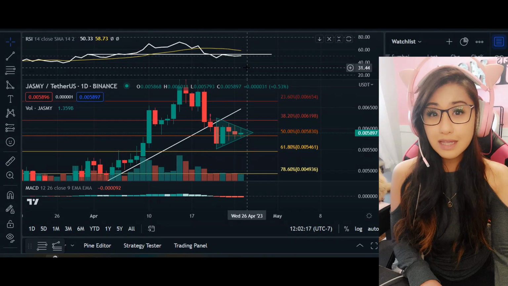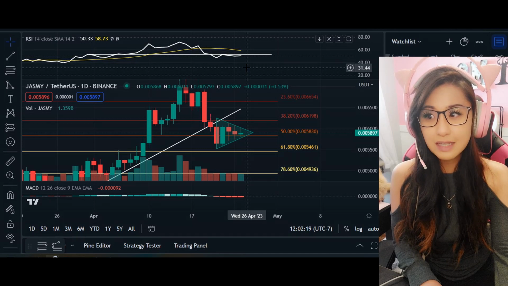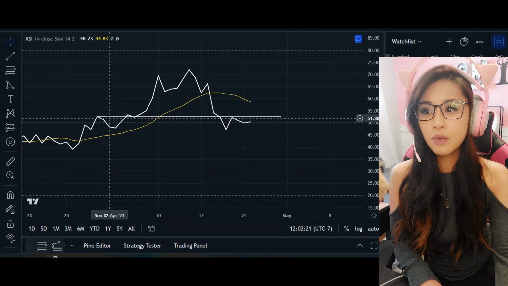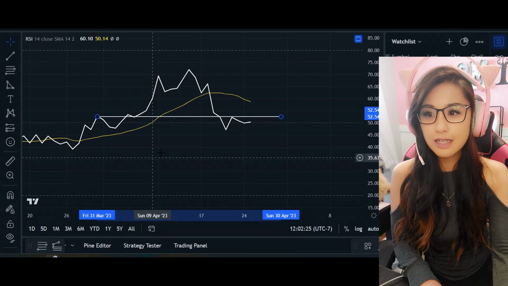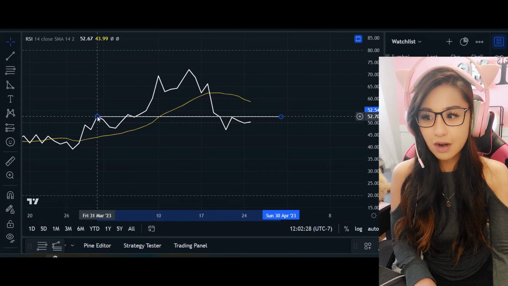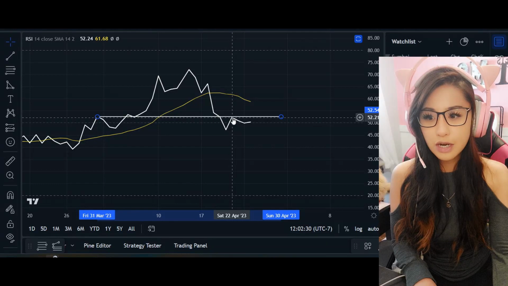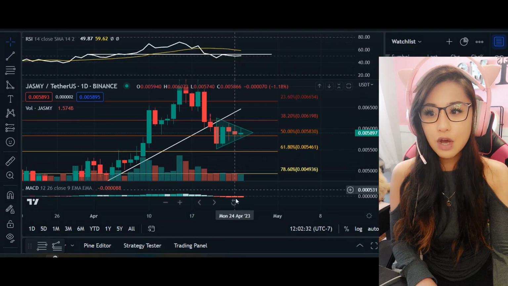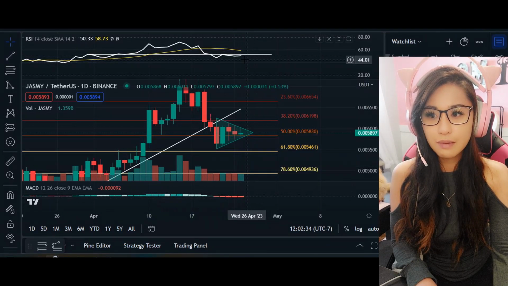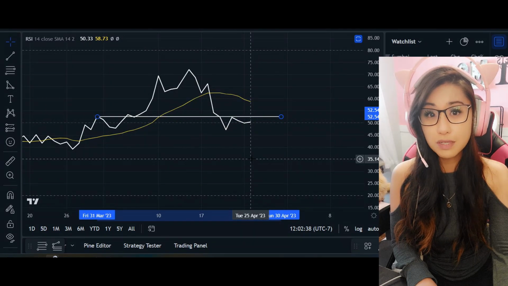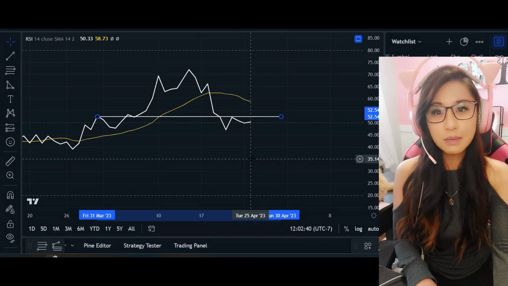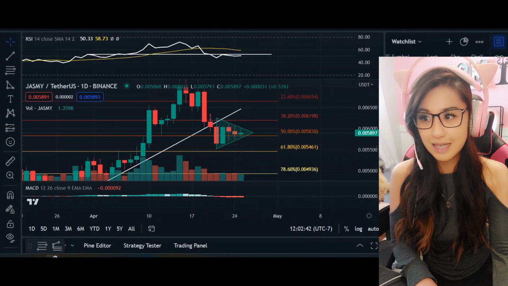One of the things too that I wanted to show you is the RSI in the daily time frame. We have been rejected from the 52% of the RSI before. So we've been rejected here on March 31st, rejection here on April 22nd. Knowing that we are still in the red of our MACD indicator, and if the RSI does come up around the 52%, there is higher probability that the price is going to get rejected once again.